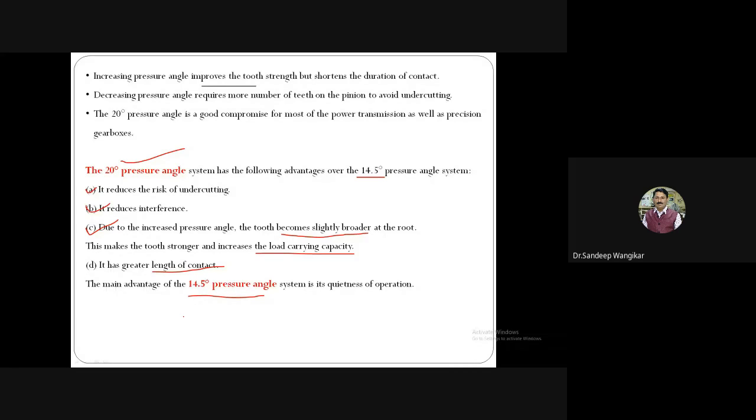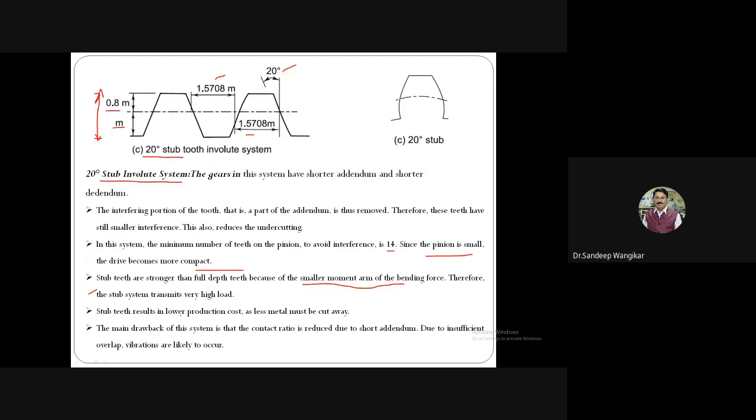The only advantage of 14.5-degree full depth system is quietness in operation. They are quiet in operation. And last, very less used 20-degree stub. Wherever a compact drive is required, smaller dimensions are there, where we have to opt for that particular drive. In such case, only 20-degree stub involute system is preferred. If you add these two, it will become addendum plus dedendum 1.8 times of module. Short arm is there and the teeth are stronger.